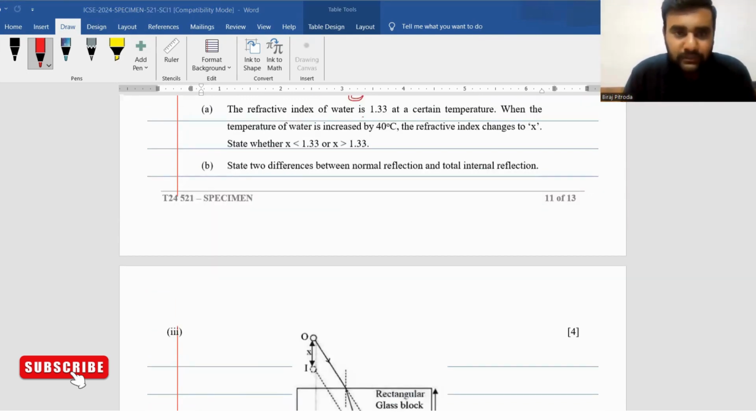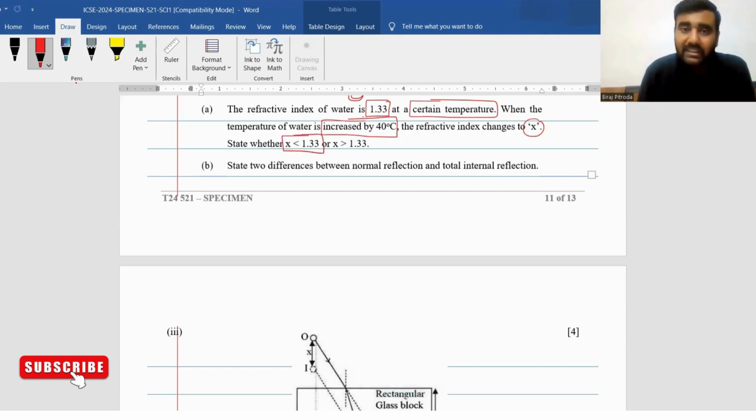Let us take the next question, students. The next question is again related to a chapter of light. The question is, refractive index is 1.33 at a certain temperature. What does that mean? Refractive index is 1.33 at a particular temperature. When the temperature of water is increased by 40 degrees, the refractive index changes to X. We need to figure it out, students, whether the value of that X is going to be smaller than 1.33 or is it going to be greater than 1.33.